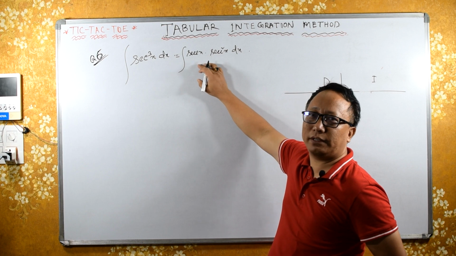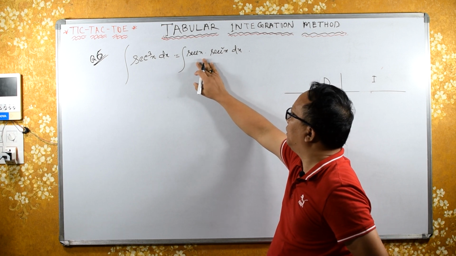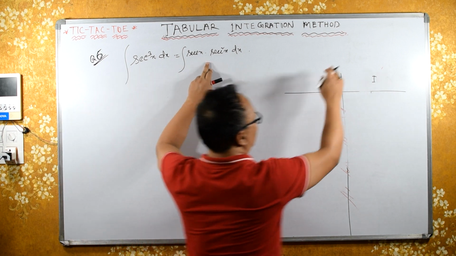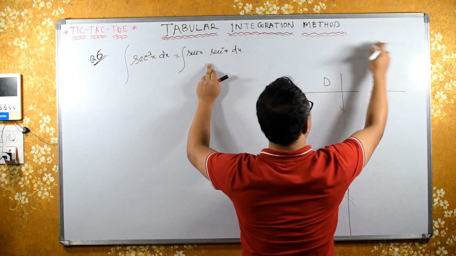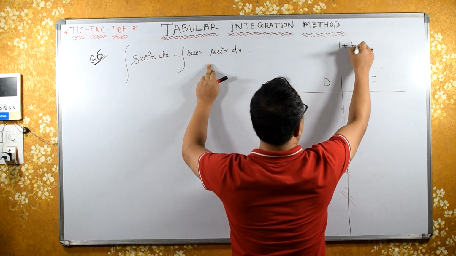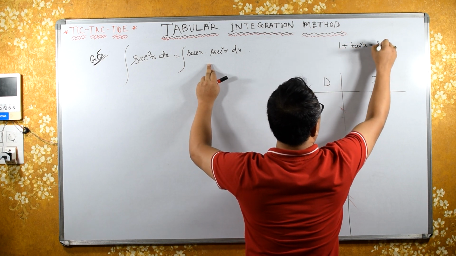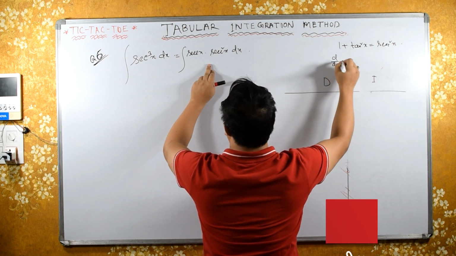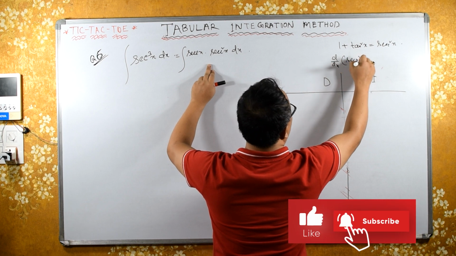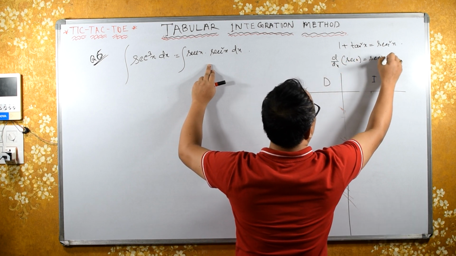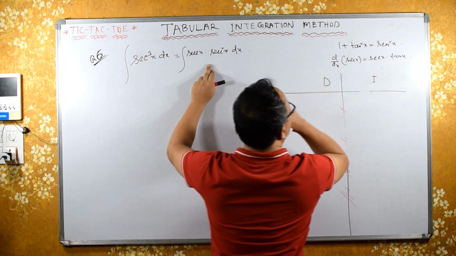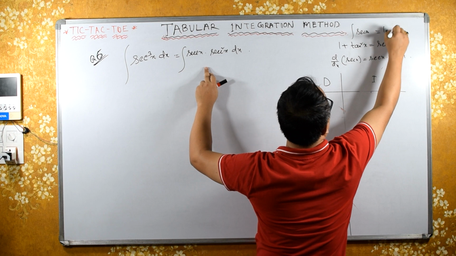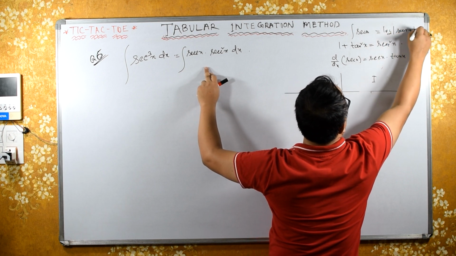The first function is very difficult. For this we need to understand some trigonometric identities. We know that 1 plus tan square x equals sec square x, as well as d by dx of sec x is sec x into tan x, and the integral of sec x is log of sec x plus tan x.